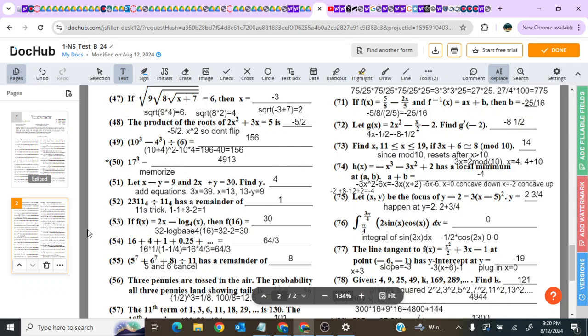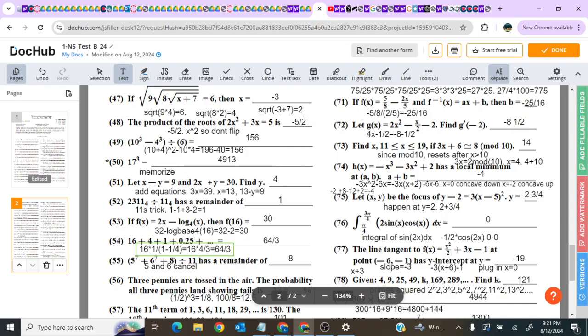The 16 plus 4 plus 1 plus the previous term times 1/4. This is a geometric series with your common ratio of 1/4. So your first term times 1 over 1 minus your ratio. 16 times 1 over 3 over 4. 16 times 4 over 3. 64 over 3.